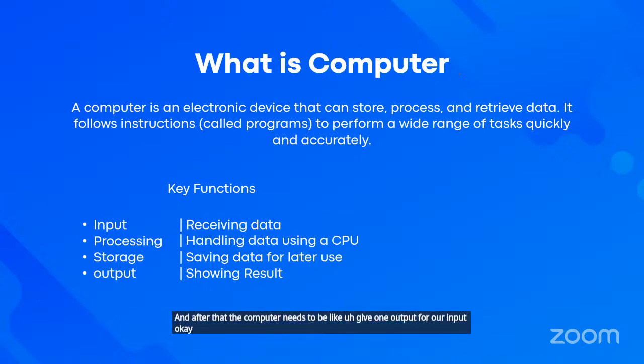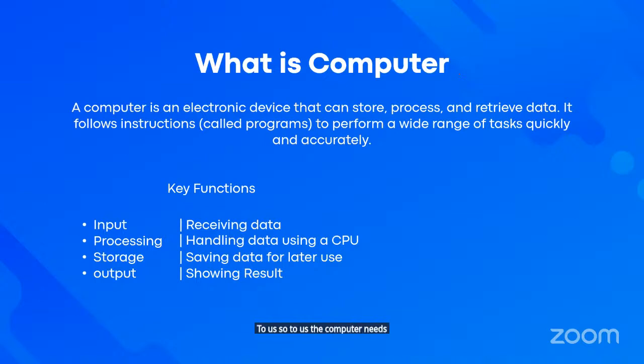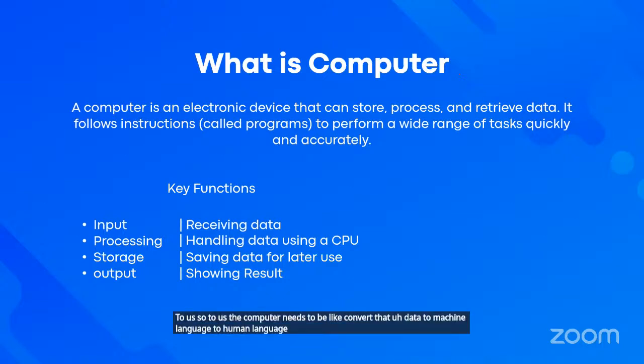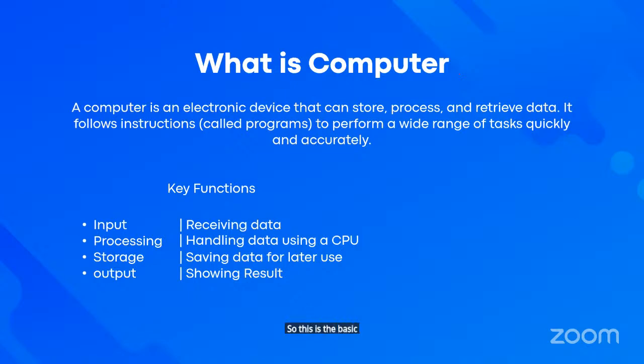For that, the computer will convert the processed data from machine language to our human language. If the computer gave us the data in machine language, we would not be able to understand what the computer is giving us. So the computer needs to convert that data from machine language to human language. After that, we can see the output the computer is giving. So this is the basic concept of the computer: there is an input, there is processing, it needs to be stored, and after that the output comes to us.